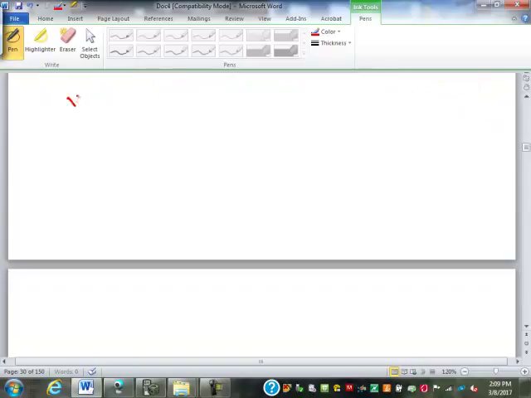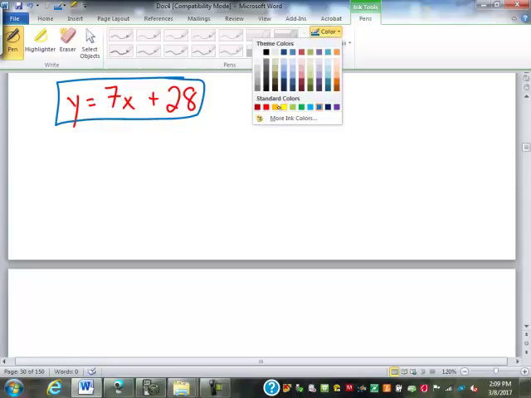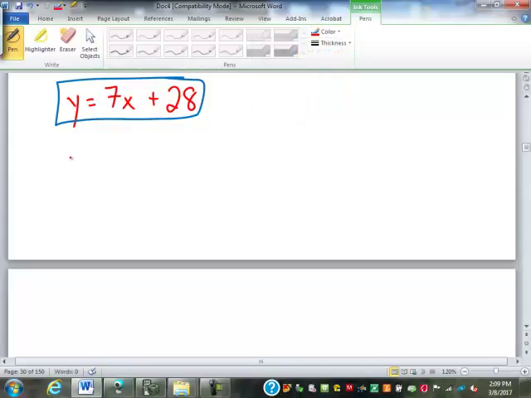So if I have y equals 7x plus 28, will that form a line on the graph? Yes, it will. It does not have any of those things. There's no exponents dealing with the variables. The variable is not an exponent, and I am not dividing by a variable.